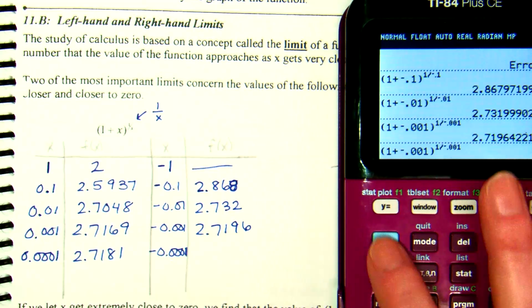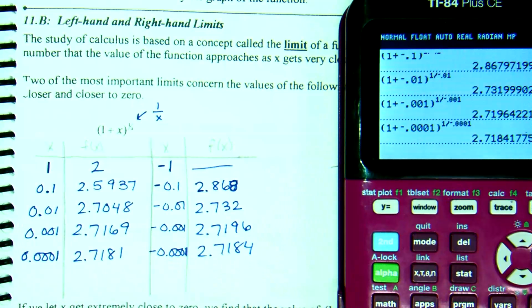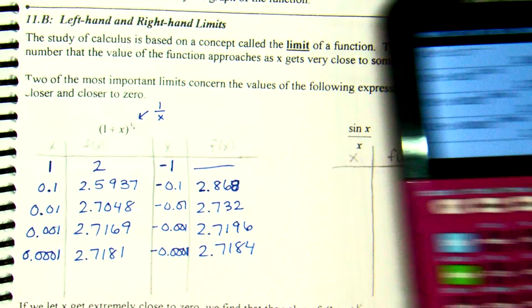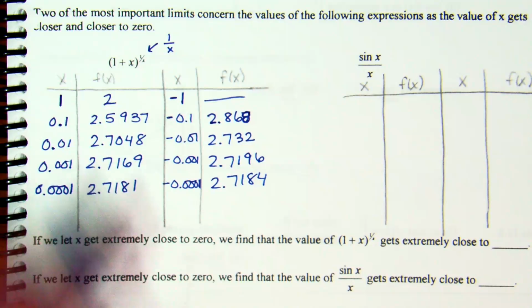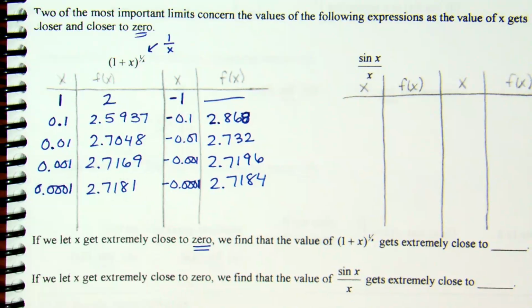-1/10,000 and 2.7184. Okay. So what we were doing, we were letting x get extremely close to 0. Technically, we could keep going closer and closer to 0, couldn't we? What is the value, the output value, getting closer to?